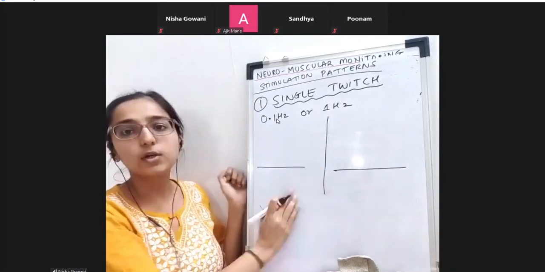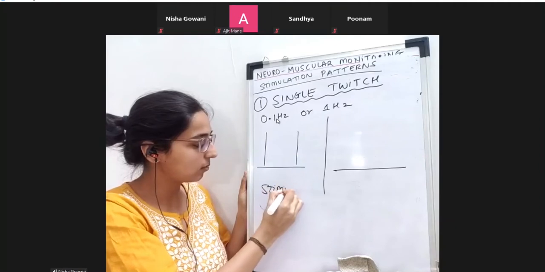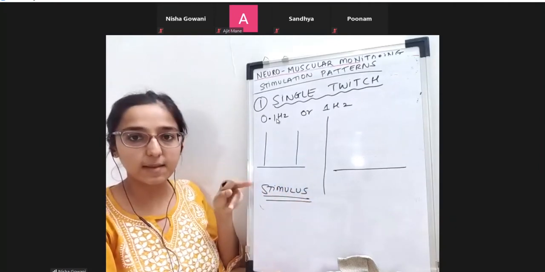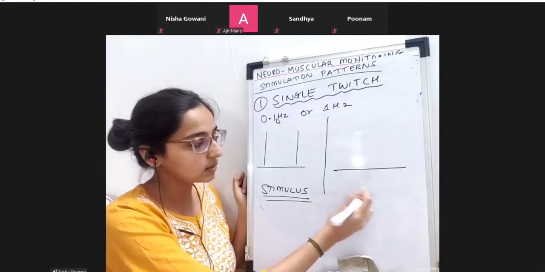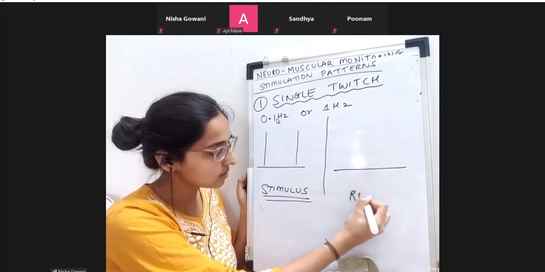So I'm drawing two separate things. Here on this side of the board, you have the stimulus, which means the impulse that I'm giving. This is going to be the response, which is going to be noted in the muscle. All right. So this is known as response.